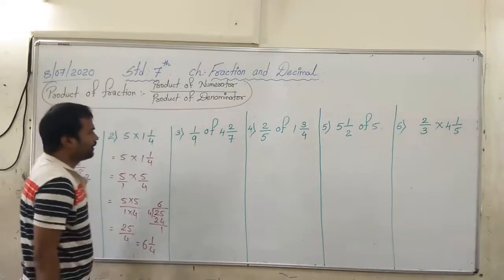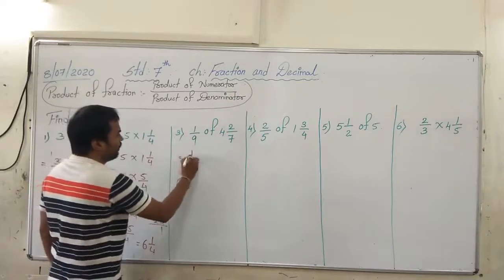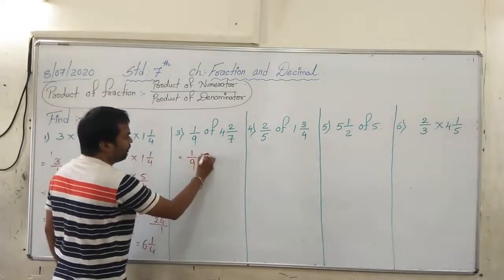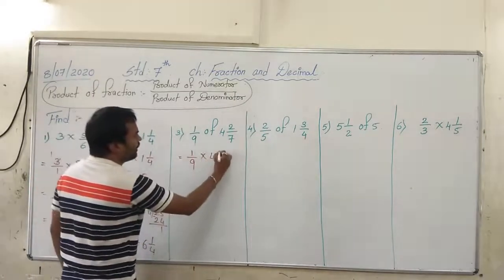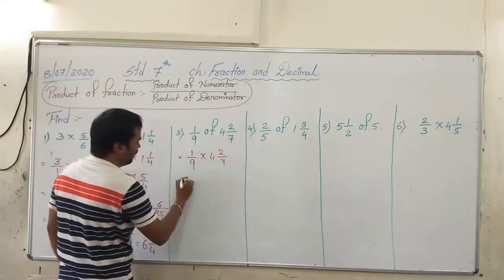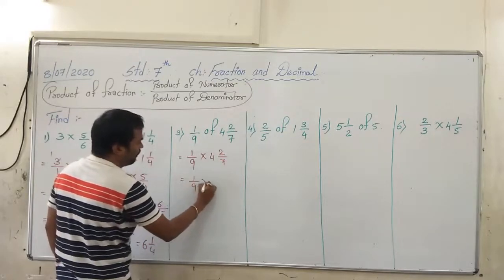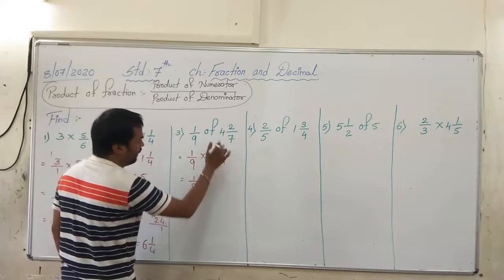Right? Further you can say that 1 upon 9 of means multiplication. 4 integer 2 upon 7. So that is 1 upon 9 multiplied. 7 4s are 28, 29.